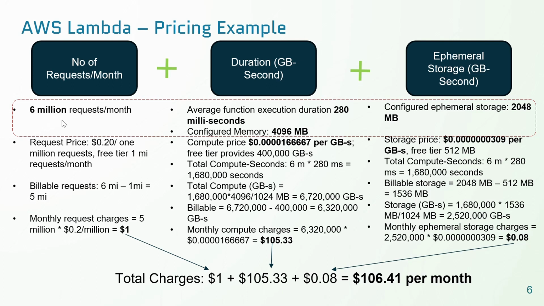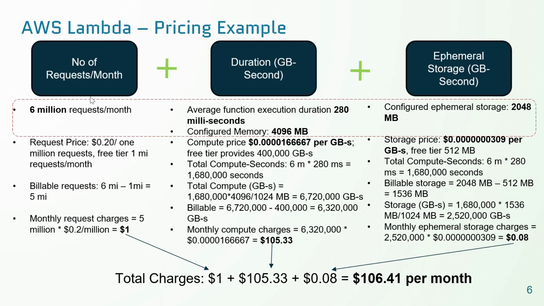Wherein our function is getting called 6 million times per month, the average function execution duration is 280 milliseconds, and we have configured a memory of 4096 MB, or 4 GB. And the function is configured with ephemeral storage of 2048 MB, or 2 GB. Now let us calculate the price for each of the drivers.